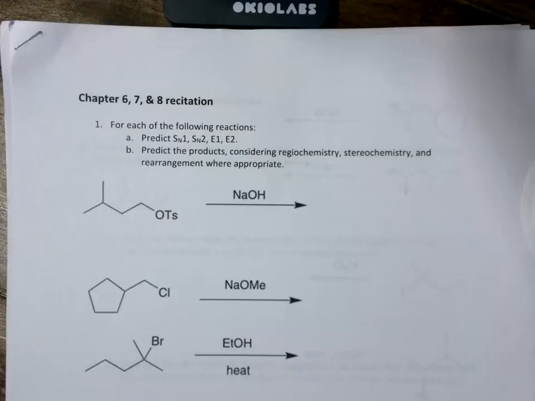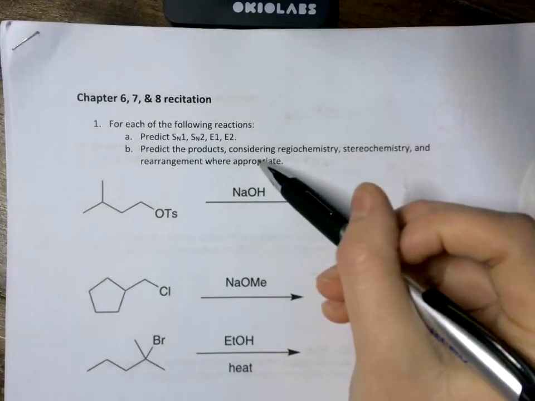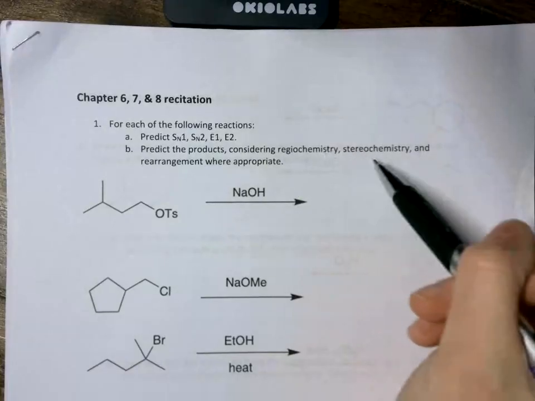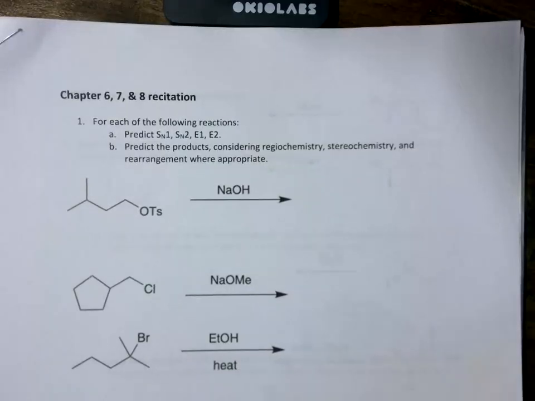I've already talked before, and I have other videos, about how I decide which one it's going to be. I look first at the nucleophile, then I consider the substrate, and then any other reaction conditions. After I've decided if it's SN1, SN2, E1, or E2, then based on that mechanism, I can consider regiochemistry or stereochemistry if I need to. So that's my approach.